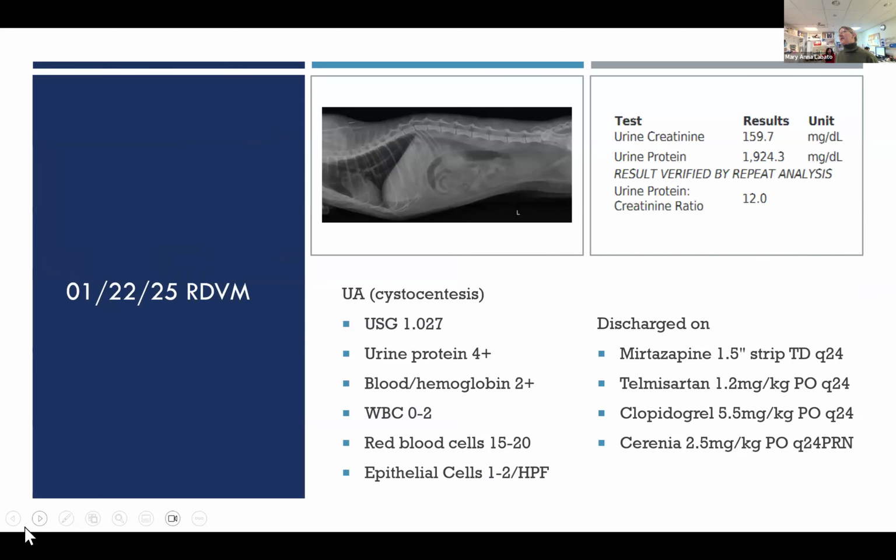So this was also at the referring practice. We have her urinalysis listed here with a specific gravity of 1027, 4+ proteinuria, 0 to 2 white cells per high power field, 15 to 20 red cells per high power field, and a couple of epithelial cells per high powered field. They had started her on mirtazapine, telmisartan, clopidogrel, and Cerenia.